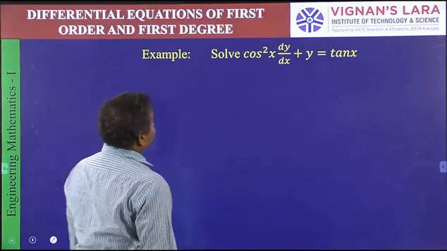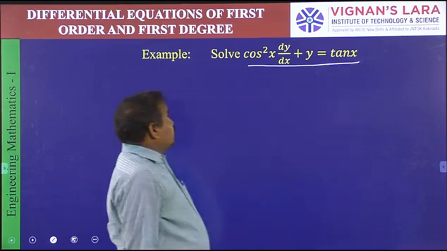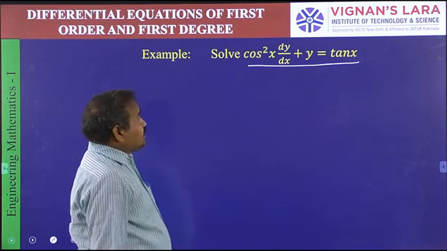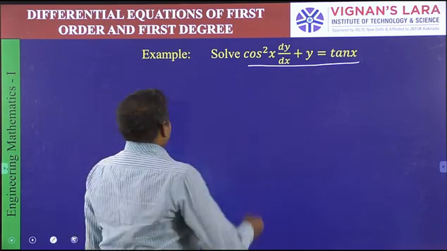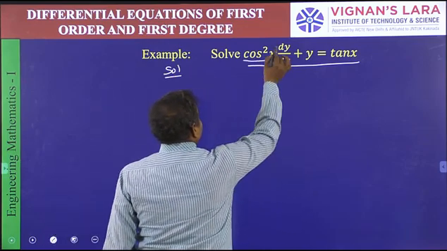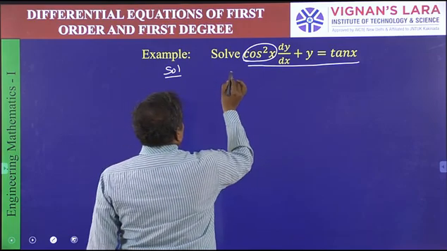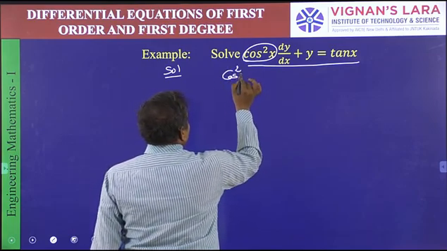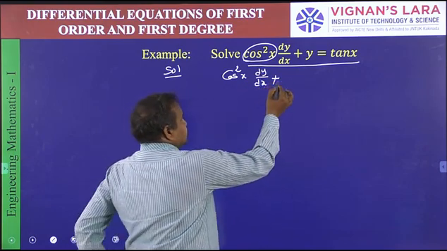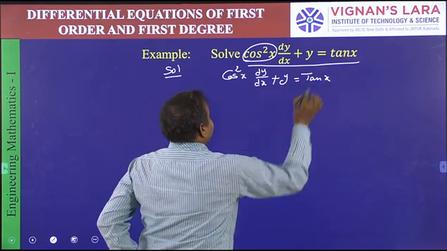Now we are seeing one more problem. Solve cos square x dy by dx plus y is equal to tan x. This one is also the same. The coefficient of dy by dx is not equal to 1, so first make that coefficient 1. So write the given equation: cos square x dy by dx plus y is equal to tan x.